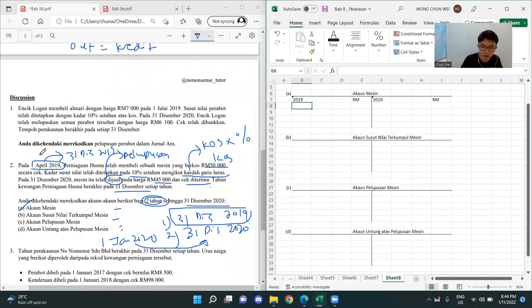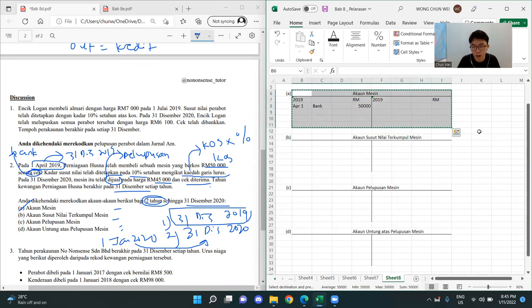Which date we beli? April 1. So, dengan apa? Kita guna cheque. So, whenever you see cheque, they're referring to account bank. So, here you can write from bank, 50,000 is the cost. Right, of course, okay, when we are talking about ledger, debit credit, definitely when we debit one account, we have to credit another account.